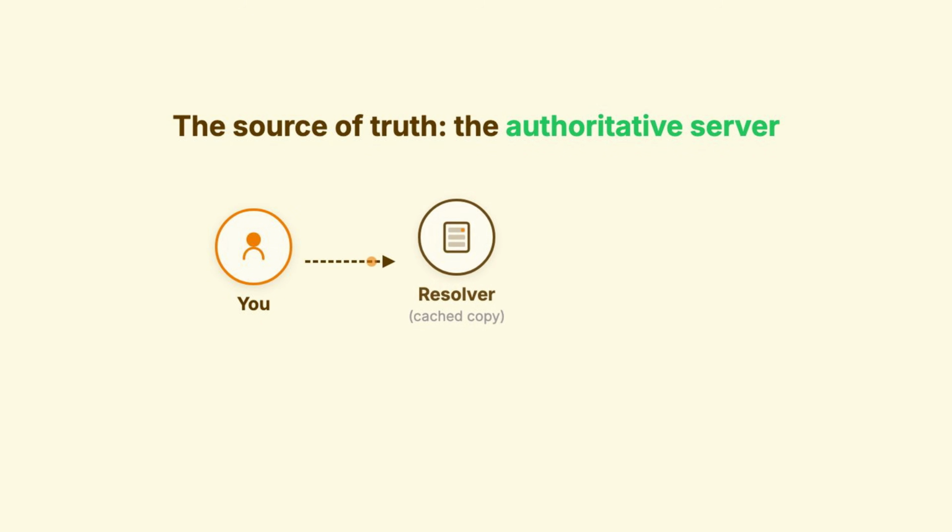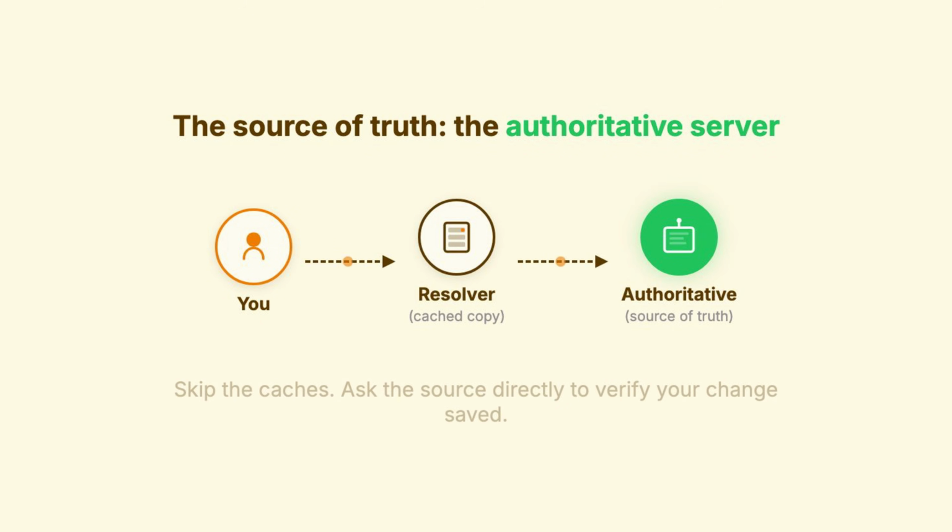When you change a DNS record, there's a source of truth, the authoritative server. That's where your DNS provider stores the actual record. Every other server is just caching answers from there. If you want to know whether your change saved correctly, skip all the caches and ask the source directly.